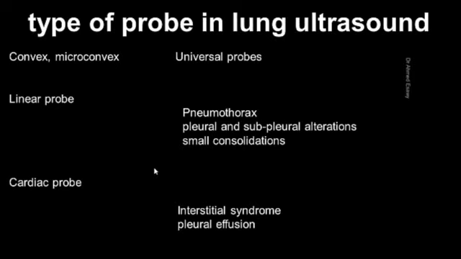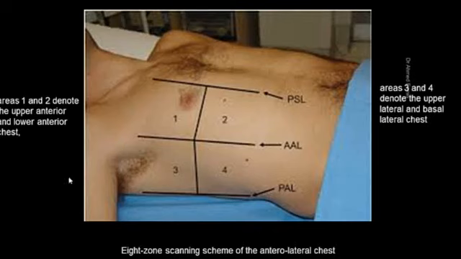Chest ultrasound technique: the type of probe we use is either convex, linear or cardiac probe, according to the disease which we diagnose. We are interested in consolidations, so we can use a linear probe or convex probe.